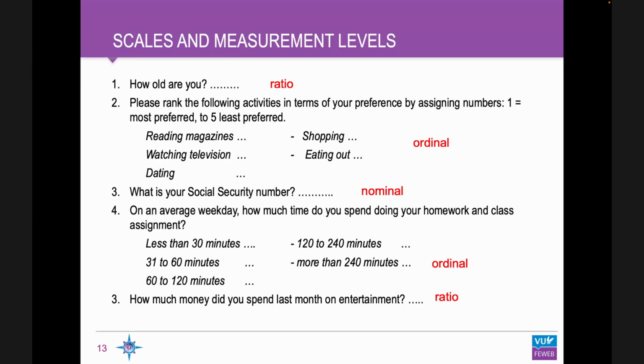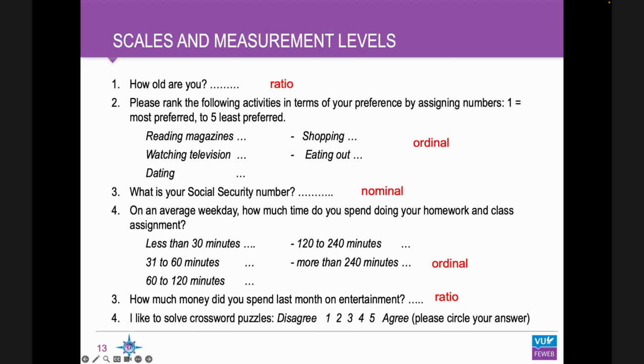Any other? Yeah, I don't see any other hands. Let me also make a comment here. Wait, we have one more, sorry. So the last one is, I like to solve crossword puzzles, from disagree to agree. And this says, please circle your answer.